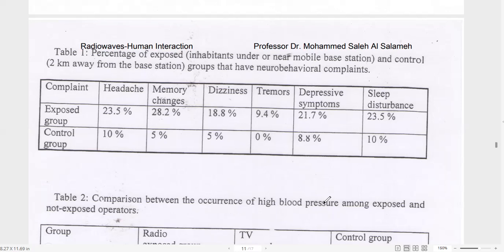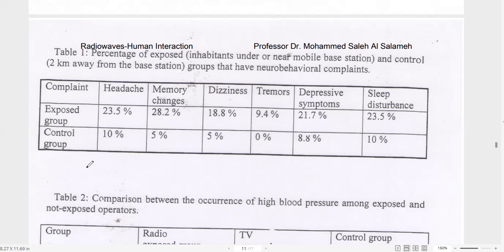This was a research paper on non-thermal effects: percentage of exposed inhabitants under or near a mobile base station tower. This means the mobile tower group and a control group. The people under study live near the cellular tower or base station, and another control group lives 2 kilometers away where there is no tower.